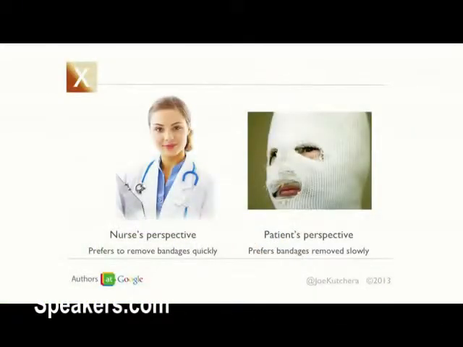And while in the hospital, he discovered his body was covered with bandages. And every day the nurses had to change his bandages, but they removed them very quickly because they didn't want to experience the patient's pain. From his perspective, for patients, it was much easier psychologically if the nurses removed the bandages slowly.